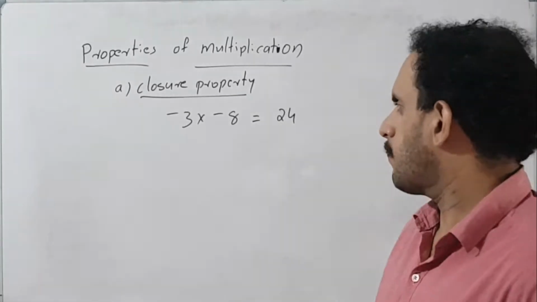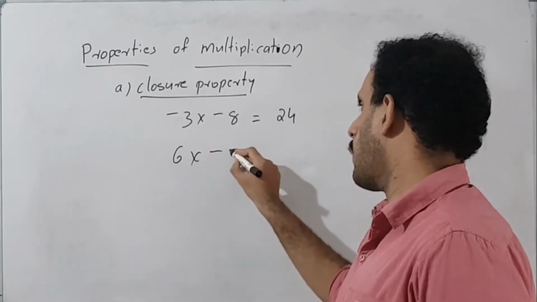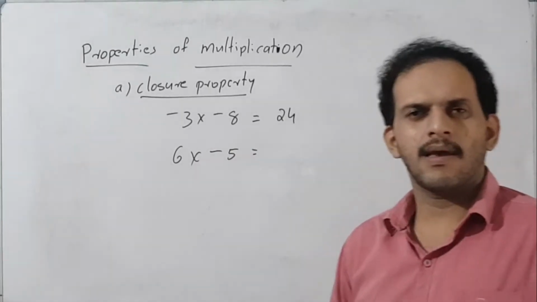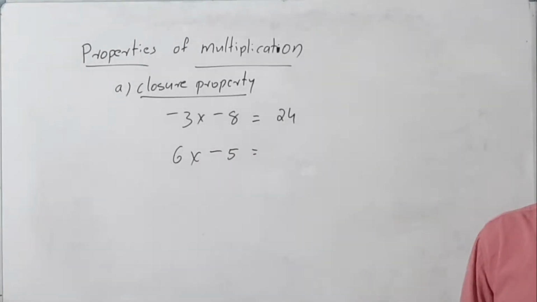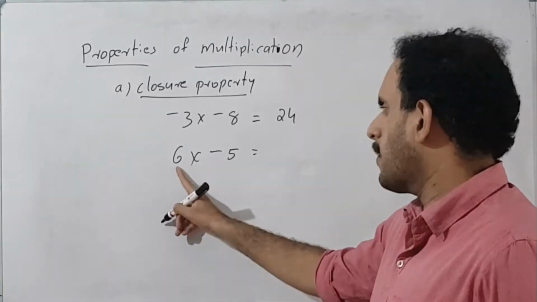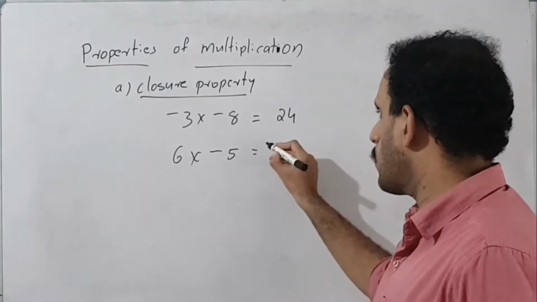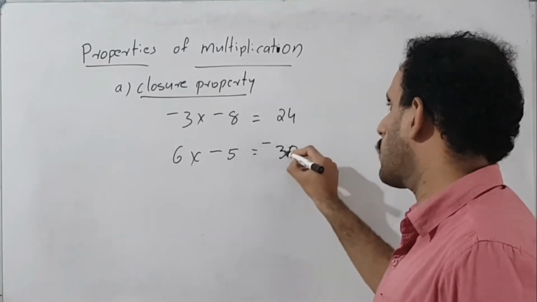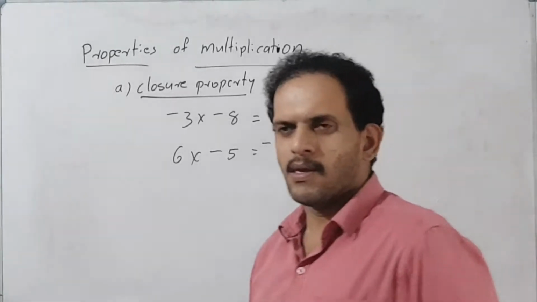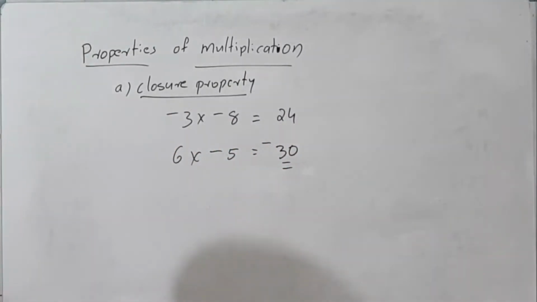The 24 is also an integer. Correct? Then next example, 6 into -5. 6 is an integer, -5 is an integer. Then what is the product? We multiply one positive and one negative, so the answer is negative. Then 6 into 5 is equal to 30. The answer is -30. Correct? So we take the two integers 6 and -5, and the answer is also an integer.